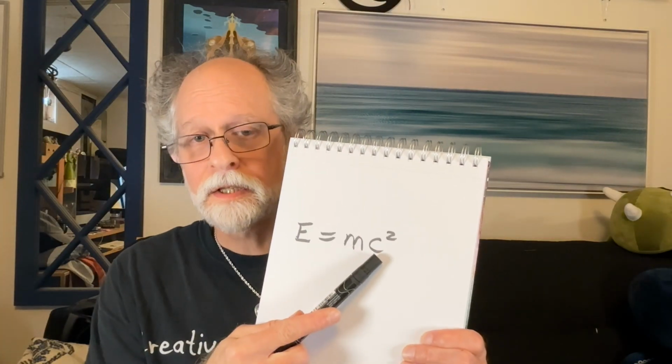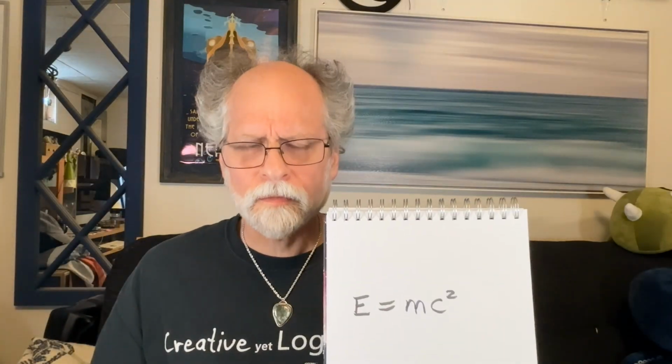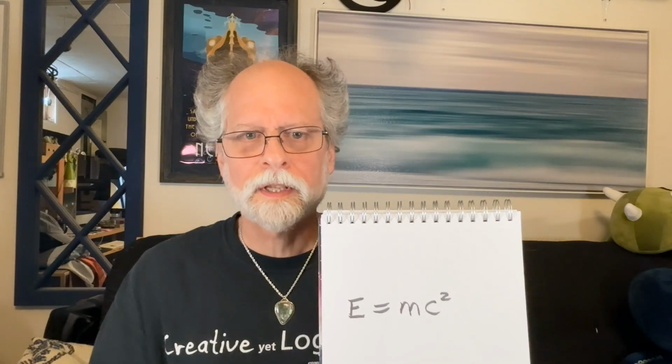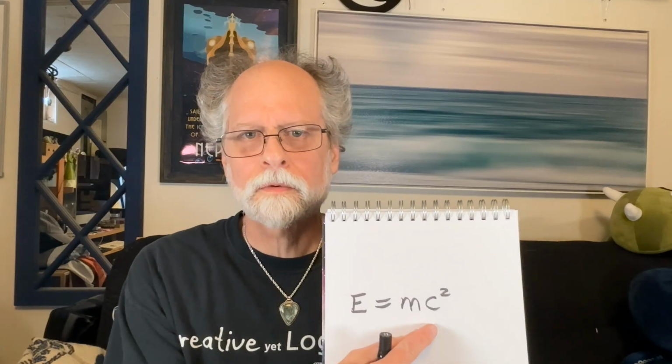So what c squared, the speed of light squared, is getting at is the fact that when you get to larger and larger spheres of energy propagating through the universe, the surface area increases exponentially in a way that corresponds neatly to c squared.